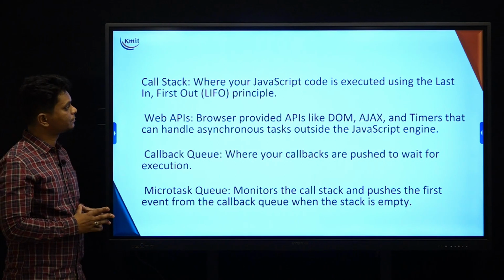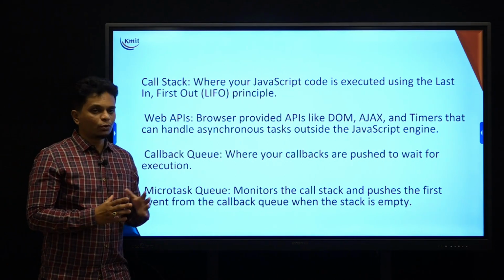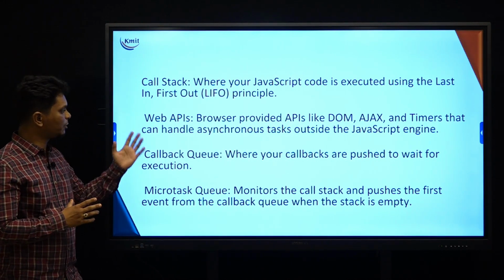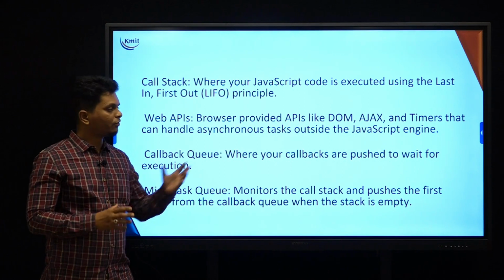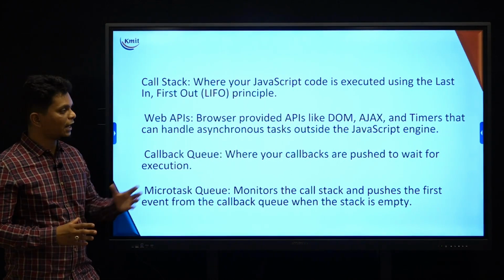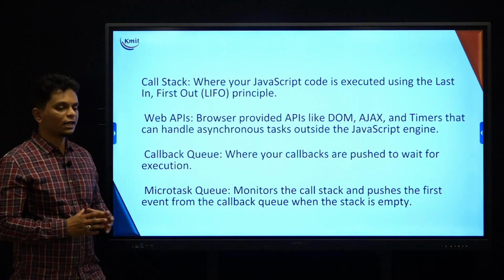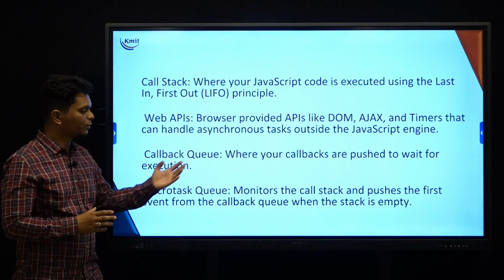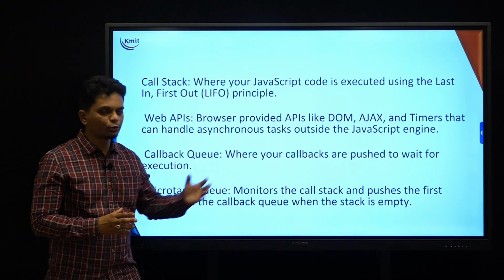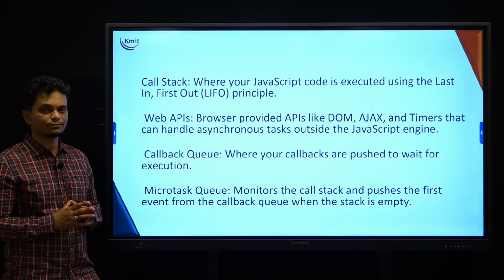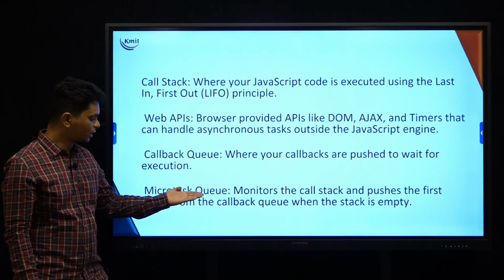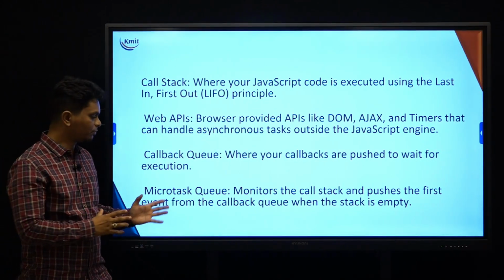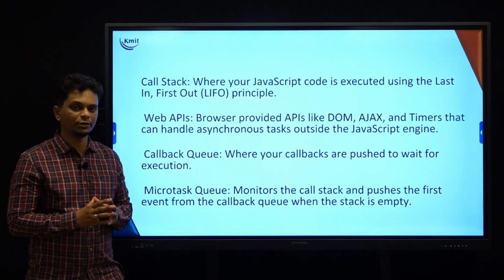Starting with the call stack. The JavaScript code is executed using the LIFO method. Web APIs: here we have concepts like DOM, AJAX and timers that can handle asynchronous tasks outside the JavaScript engine. Then we have the callback queue, where our callbacks are pushed to wait for execution. Then we have the microtask queue. It monitors the call stack and pushes the first event from the callback queue if the stack is found empty.